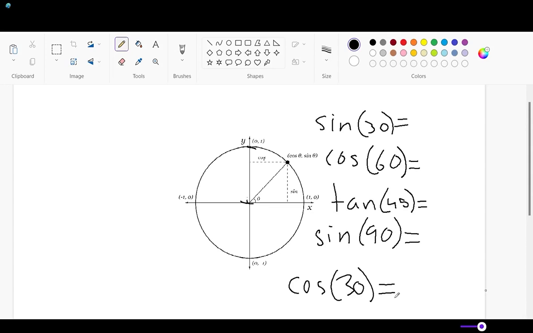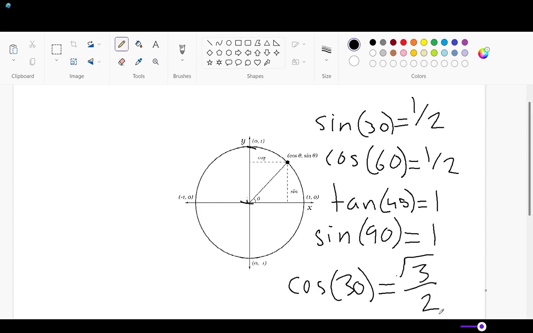Just for simplicity, to get the concept known, we're going to be using these known angles that will make it easier for you to figure out the values. So we're just going to use 30, 60, 90, and 45.